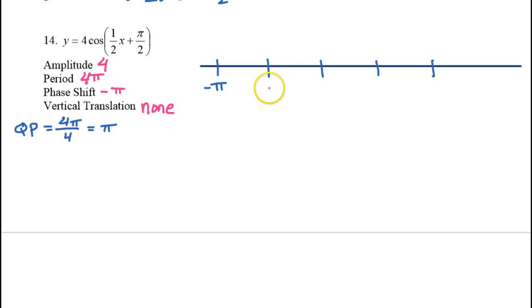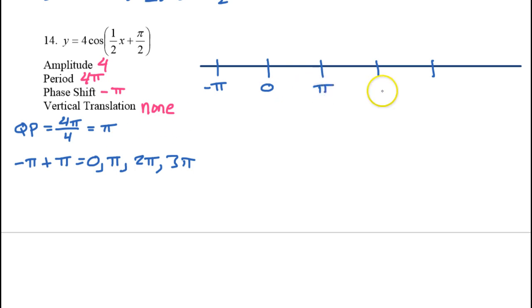So to find the next mark, I just need to take my initial phase shift and add the quarter period. So I'm just going to add pi. Well, that comes out nice and easy because that's just going to be 0. And then if I add pi again, that's going to be pi. And if I add pi again, that's going to be 2 pi. And if I add pi again, that's just going to be 3 pi. So this is going to be really nice and simple. So I will have 0, pi, 2 pi, 3 pi.